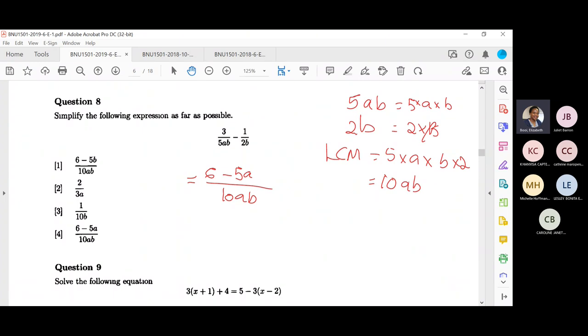That's the answer, which will be option number 4. And that's how you will simplify and answer the questions.